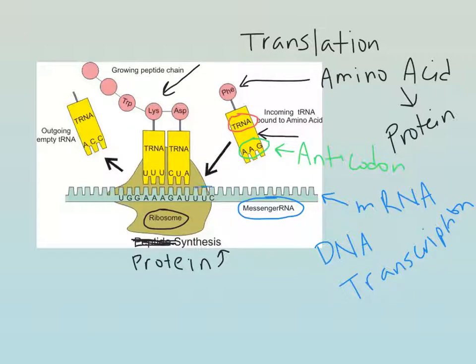Remember that the 3 letters or 3 bases on an mRNA, those are not anticodons, but those guys right there are called codons. Codons on the mRNA, anticodons on the tRNA. And finally, the bonds which hold these amino acids together in the protein, those are called peptide bonds.